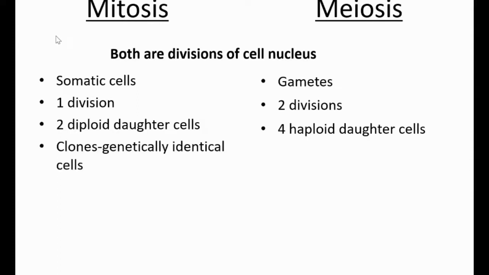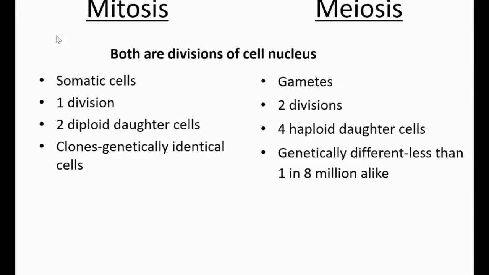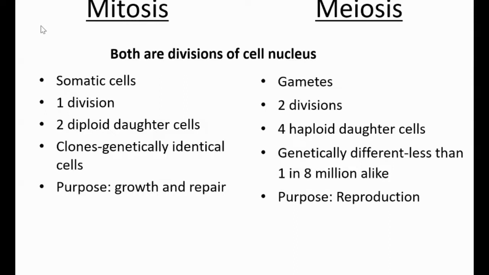Mitosis produces clones. These are genetically identical cells. Meiosis is going to produce genetically different cells, less than 1 in a million alike. The purpose for mitosis is for growth and repair, and the purpose for meiosis is for reproduction. And there's no synapsis and crossing over in mitosis. You don't have that shuffling of traits in mitosis like you do in meiosis.